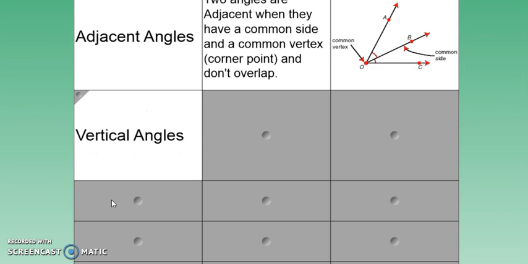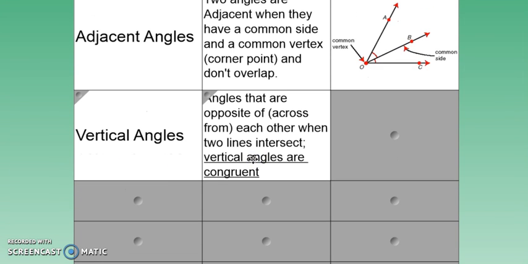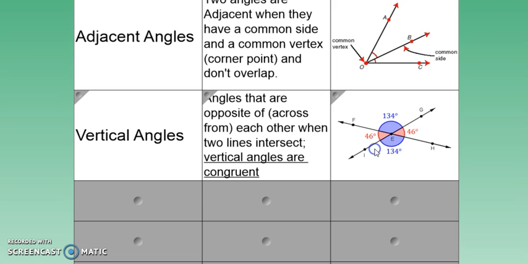So then we have vertical angles, and vertical angles are angles that are opposite of, which means across from each other, when 2 lines intersect, and vertical angles are congruent. So we have 2 lines intersecting, which is how vertical angles are formed, and the angles that are across from each other are going to be congruent. So that would be top and bottom, side to side. You'll just look straight across, and we automatically know that that angle will be congruent.